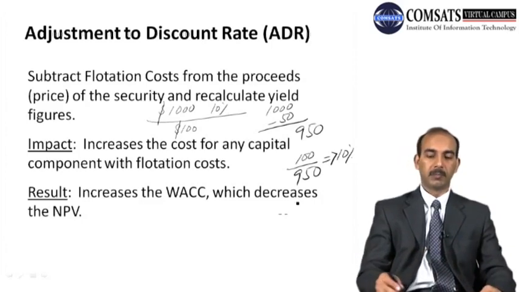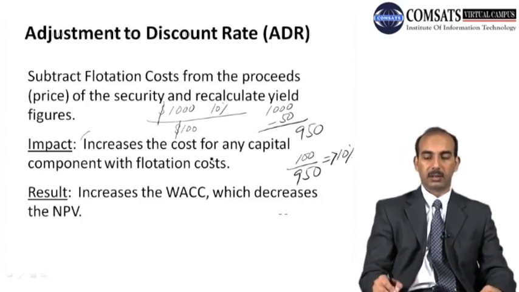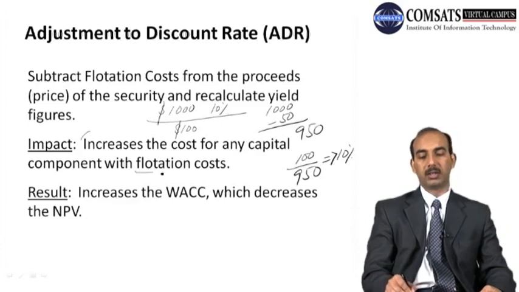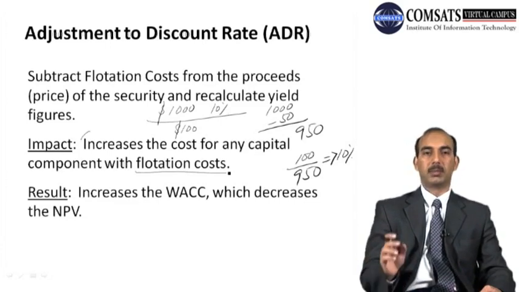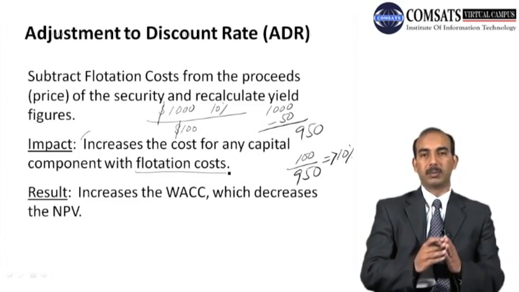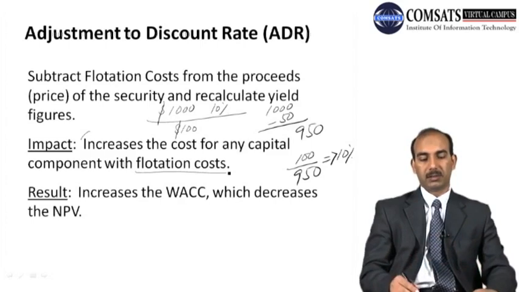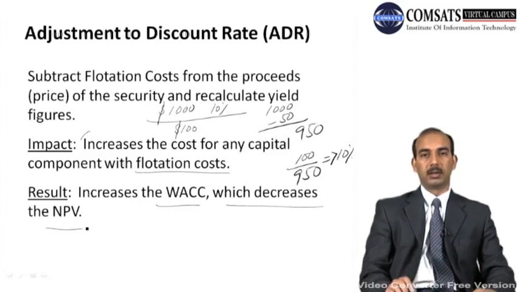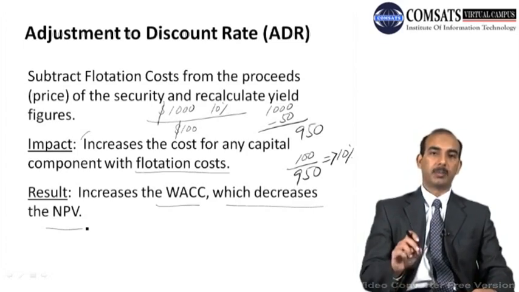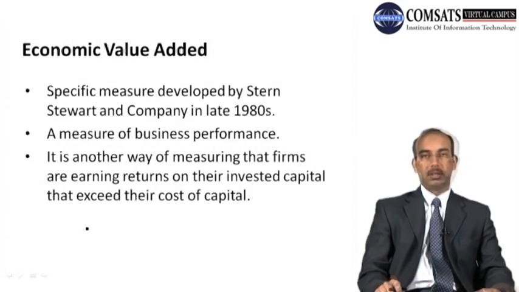So effectively, the cost of capital has increased more than the stated cost of capital. So its impact is that it increases the cost of any capital component with flotation cost. And when we increase the cost of capital, it means the net present value should be less. It might go negative as well. So it increases the weighted average cost, and it ultimately decreases the net present value. And the next concept is economic value addition.